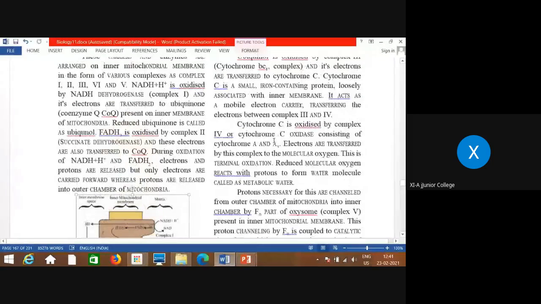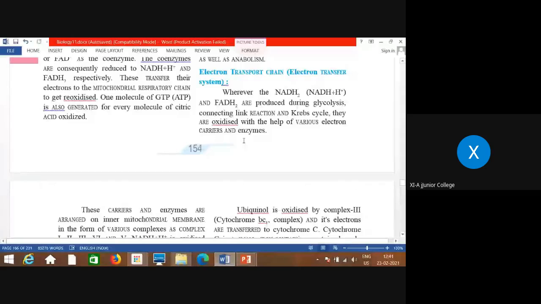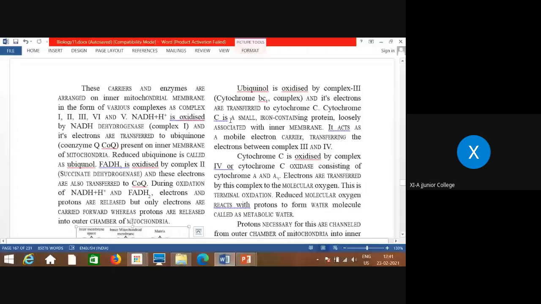How it is called, I will explain the system and then I will tell you. So first of all, let me explain this. The carriers which are present are electron carriers. As I told you, these F1 particles or the oxysomes in the mitochondrial inner membrane play a very important role. Wherever NADH2 and FADH2 are produced during glycolysis, the connecting link reaction, that is acetylation, and Krebs cycle, they are oxidized with the help of various electron carriers and enzymes. Now what are these electron carriers and enzymes?